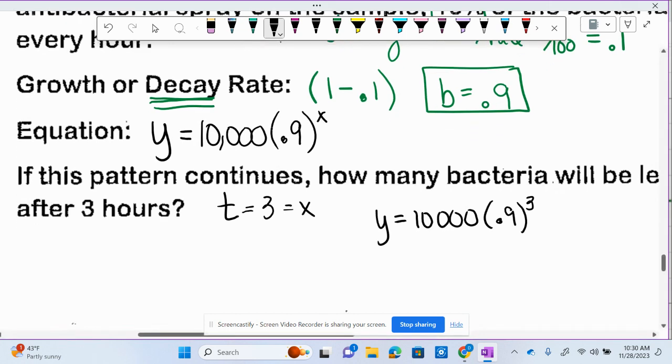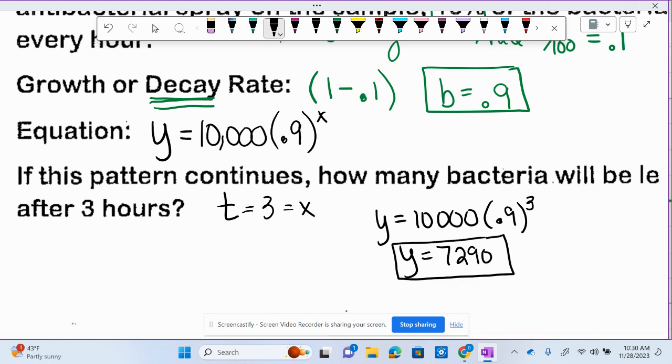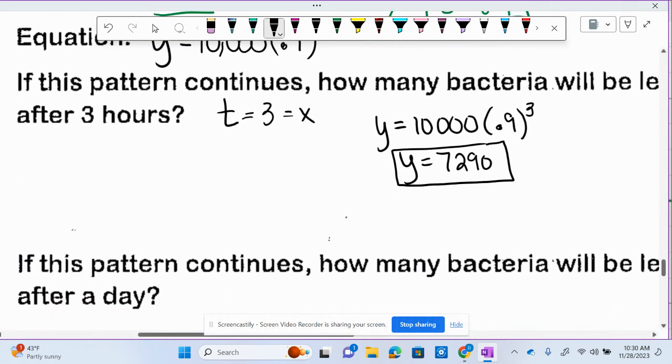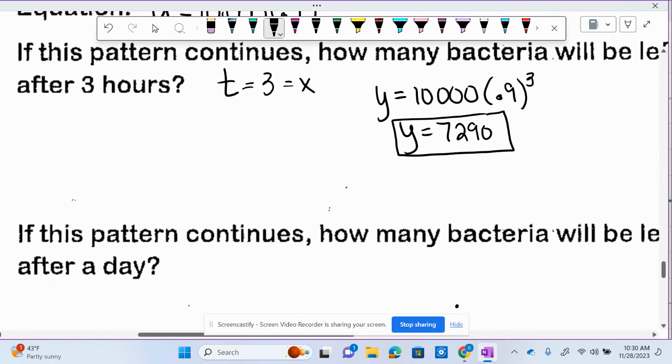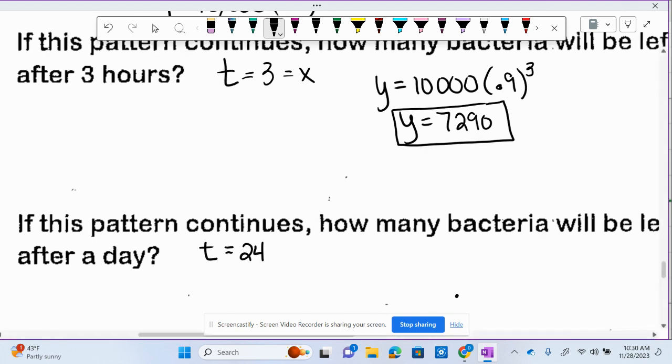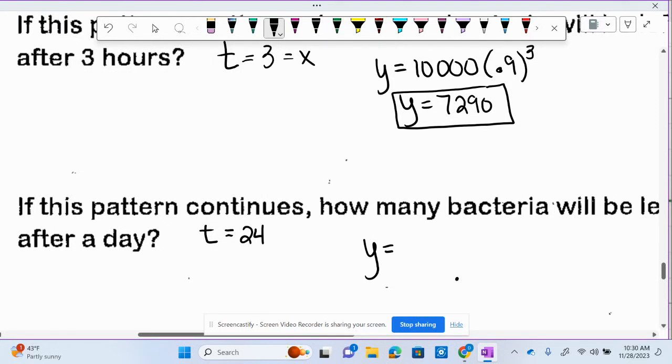Perfect. Thank you, ma'am. Our next question says, what about after 1 day? What? T equals 24. Good job, Cheyenne. We had to talk about that last period. So Y equals 10,000 times 0.9 to the 24th.